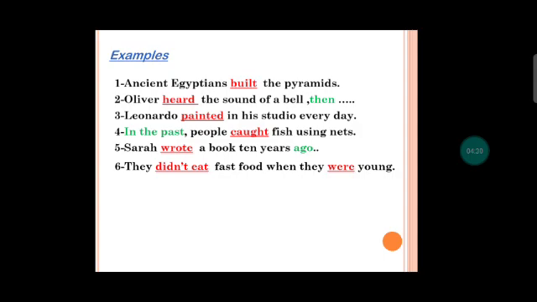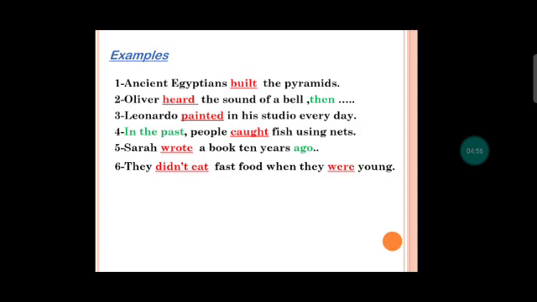Look at example number 2. Oliver heard the sound. Put in negative. Oliver, very good, didn't hear. Number 3, Leonardo painted. Put in negative. Leonardo didn't paint. But look at this. I had a party. Put in negative. Excellent. I didn't have a party.